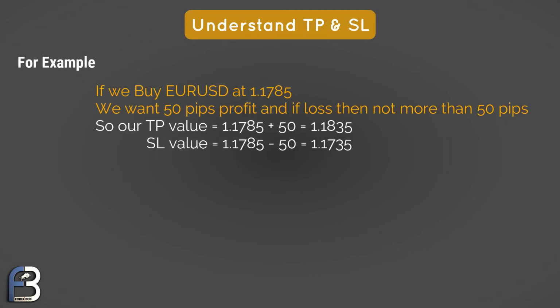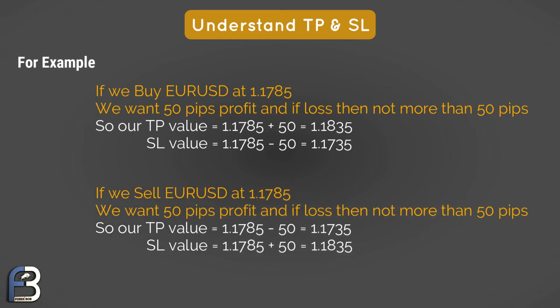Let's understand TP and SL with examples of Euro USD. So, if we buy Euro at 1.1785, and we want 50 pips profit, and if the trade goes into loss, then we would like to limit the loss at 50 pips only. So for this, we need to put a TP value at 50 pips above the entry price, that is, 1.1835. And an SL value at 50 pips below the entry price, that is, 1.1735. If you don't understand the concept of pips, please watch our Forex terminology video. Find the link in the description.